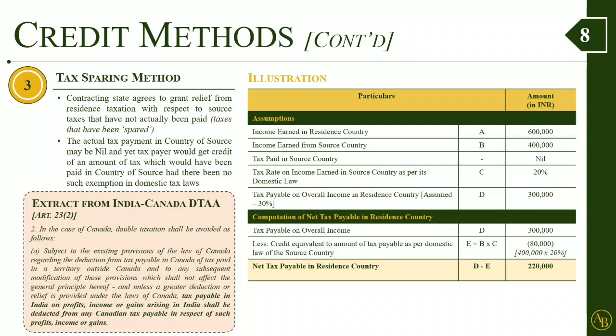So how will we compute the net tax payable when there is this tax sparing method? The tax payable on overall income is 3 lakhs as stated above, and out of that, if the 4 lakh would have been taxable income in the source country on which tax would have been paid at 20%, then 80,000 would have been the tax paid in the source country, which has not been actually paid, but still the credit of 80,000 will be admissible in the country of residence, and accordingly the net tax payable in the residence country would be 2,20,000. So this is how the tax sparing method works. I hope this is clear. We move forward to the other method.